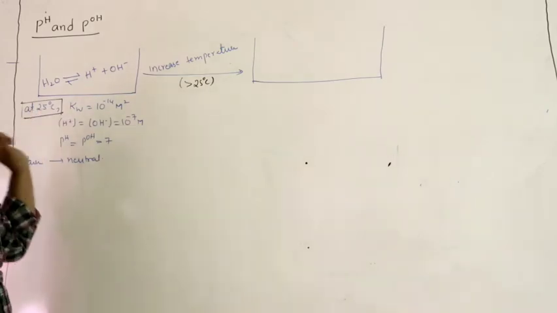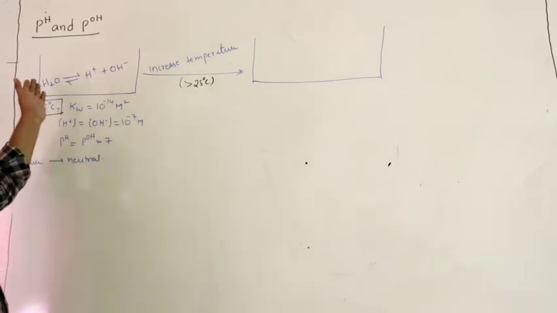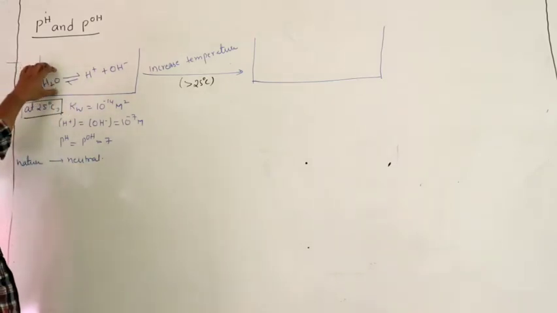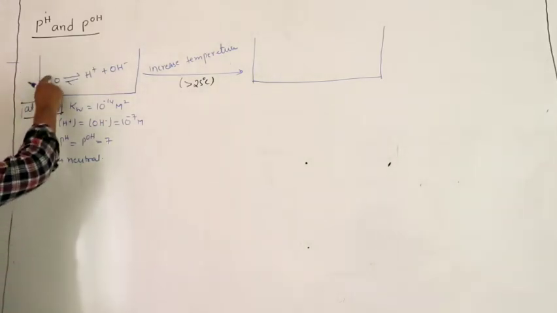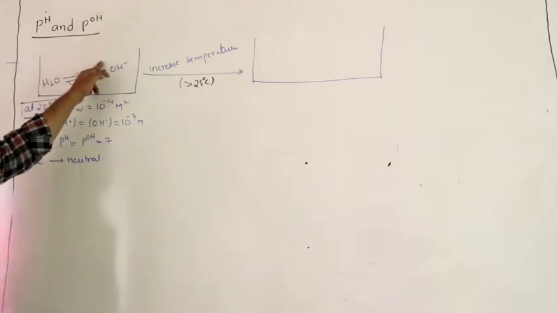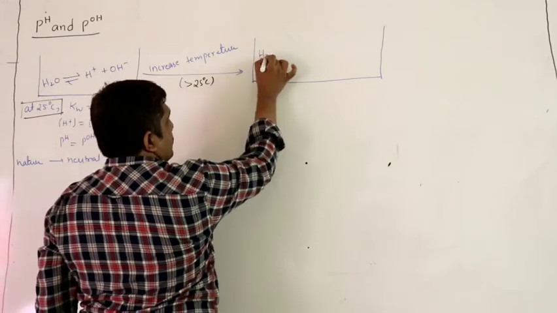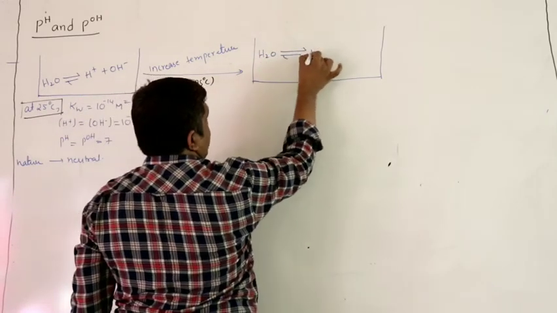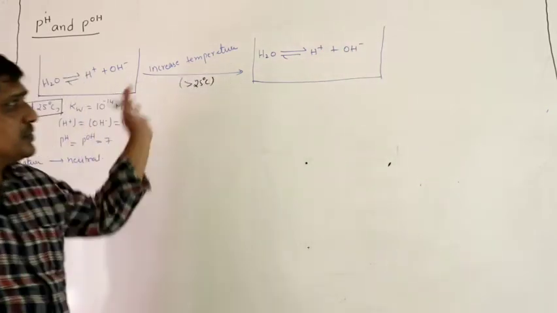When you heat it, remember pure water is a weak electrolyte. So it dissociates partially; there exists an equilibrium between undissociated molecules and its ions. When you increase temperature, what happens? More water molecules will dissociate. The degree of dissociation of water increases. What is the meaning of this? The reaction moves in the forward direction. When you increase the temperature, the equilibrium shifts in the forward direction.